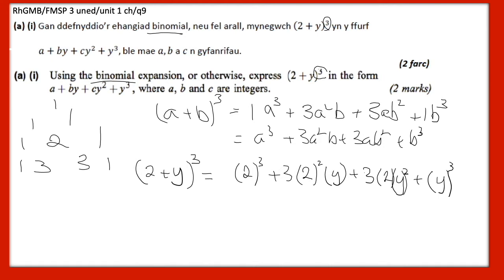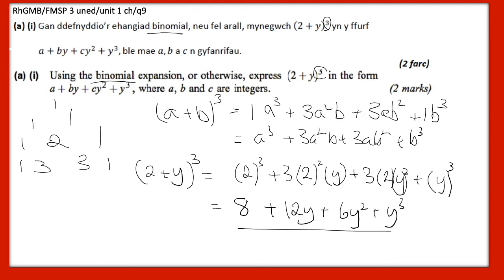Again, I definitely didn't need the bracket there, but last time I checked, 2 cubed was 8. 3 times 2 squared gives me 12, because 2 squared of course is 4, and 3 times 4 is 12. So 12y plus 6y squared plus y cubed. There's my binomial expansion.